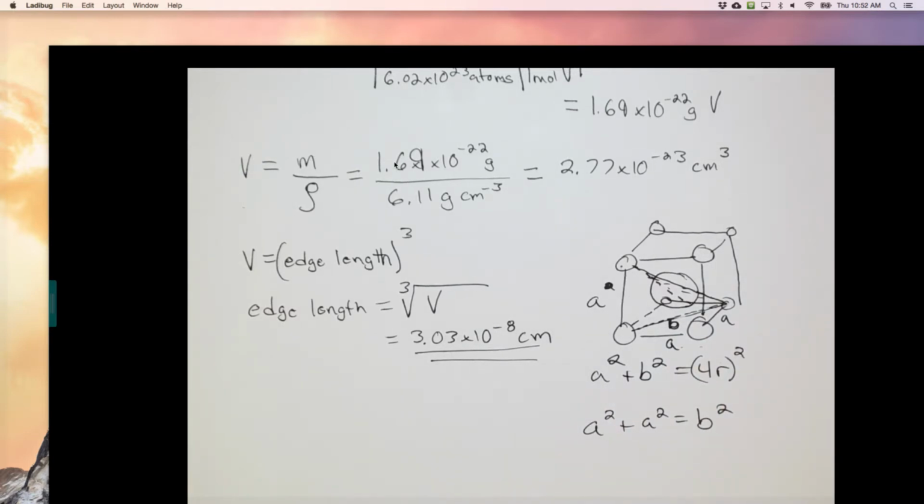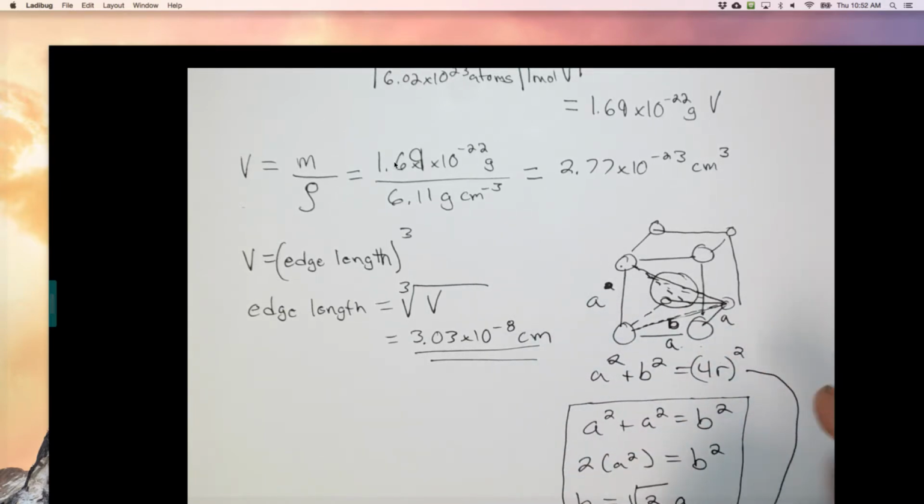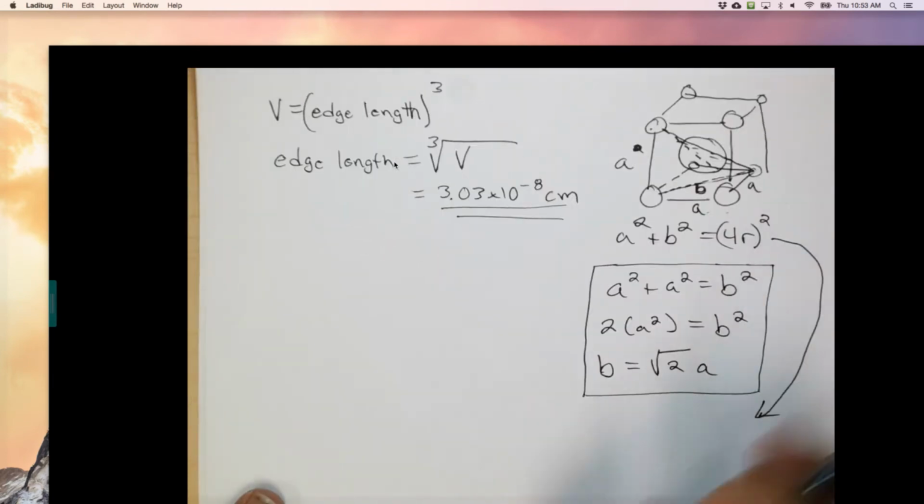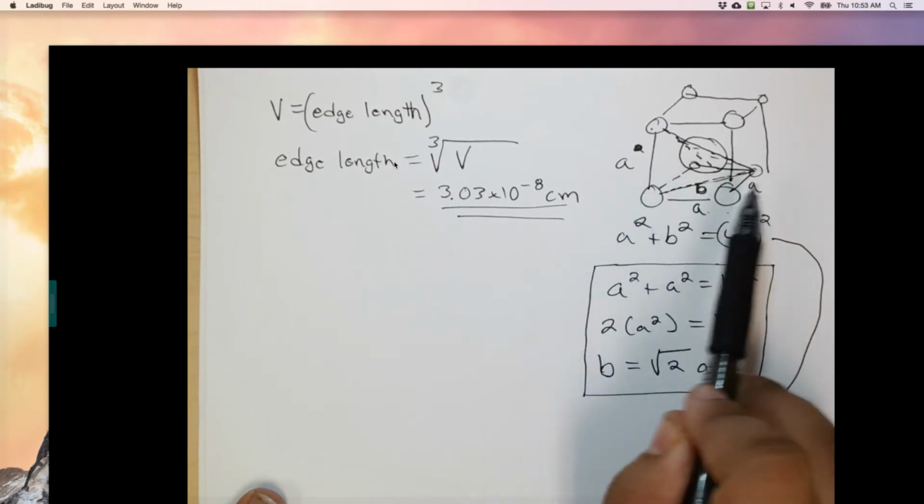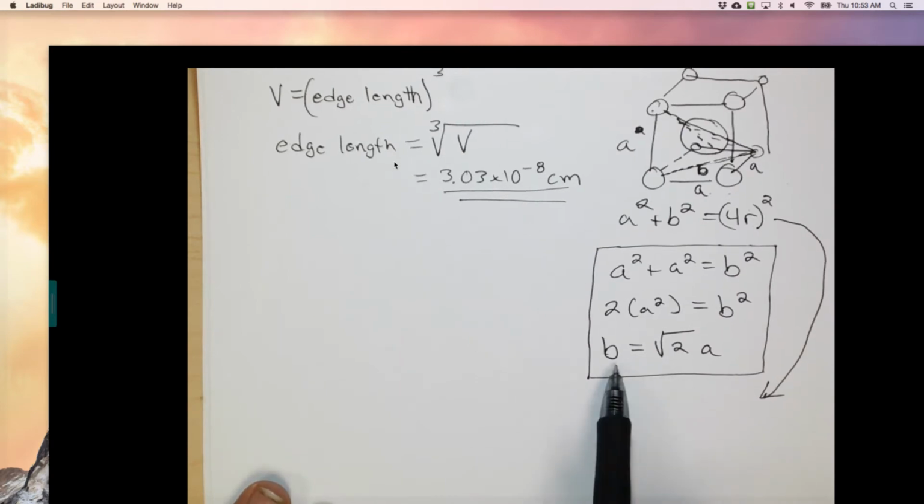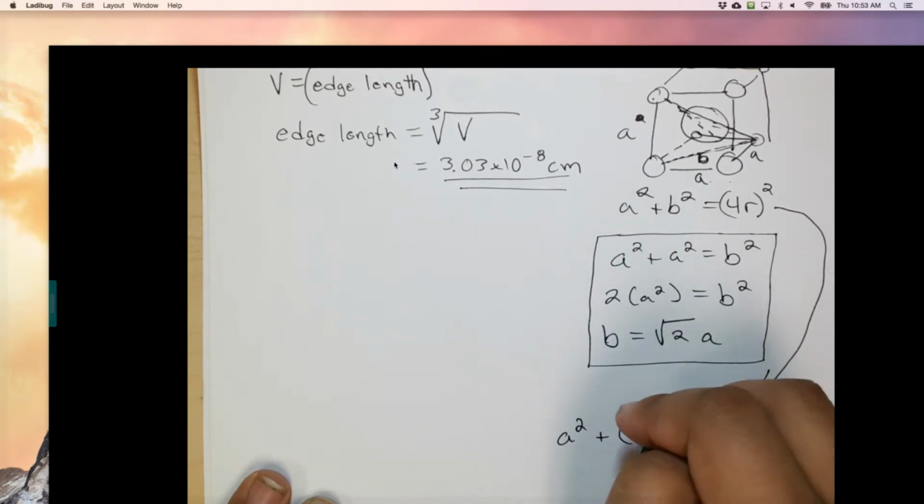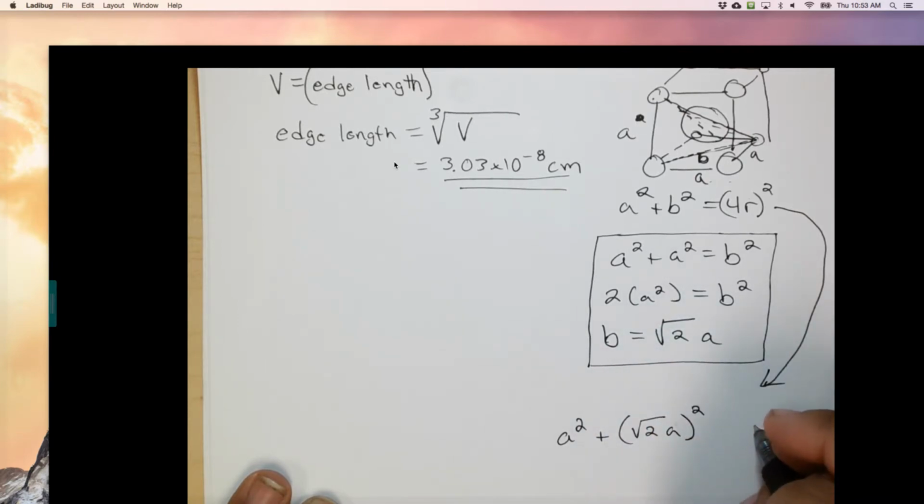So we're using 2 different triangles to solve this problem. The first one is here, which is 2 times A squared equals B squared, so B is equal to the square root of 2 times A. This is solving for B. Now we can use this equation, and let me scoot this up. Now that we have solved for the diagonal across the bottom of the unit cell, we can solve for the hypotenuse, or for r, by inputting B using the variable A. So we end up with A squared plus the square root of 2 times A, squared, equals 4r squared.